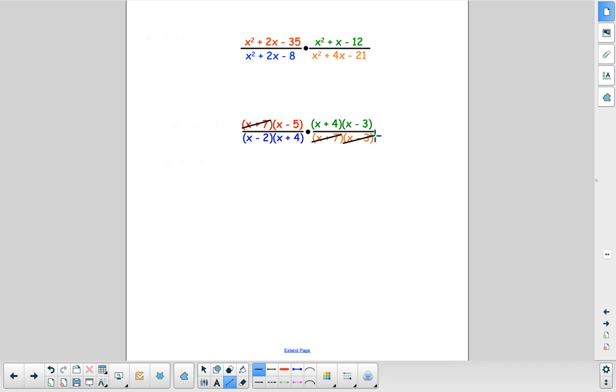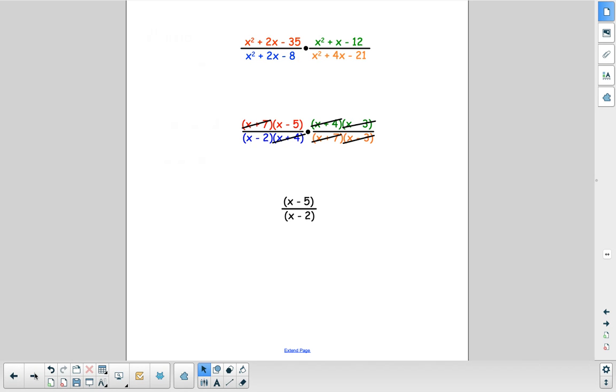These x minus 3s can cancel as well. And the x plus 4 in this numerator can cancel with the x plus 4 in the denominator. And so then from there, you just write what you have left. So what we have left is x minus 5 over x plus 2, or x minus 2, sorry. Remember, these x's don't cancel. We keep it just like this. So that is what you get as your answer when you divide those two rationals.